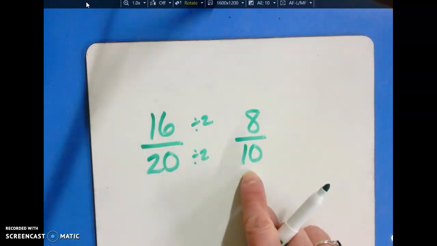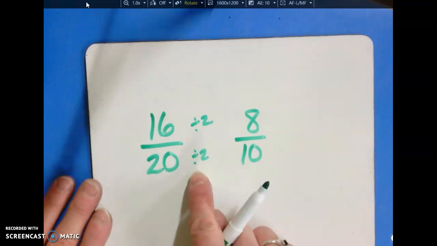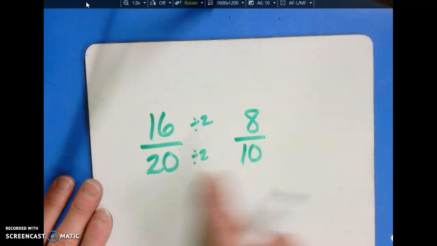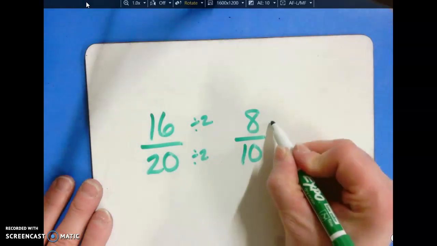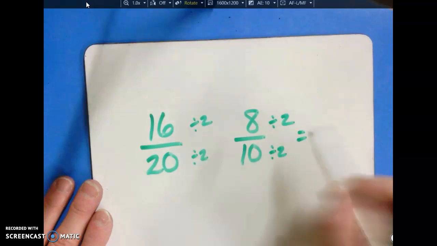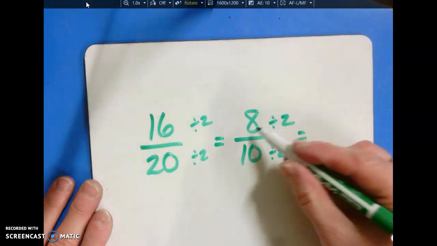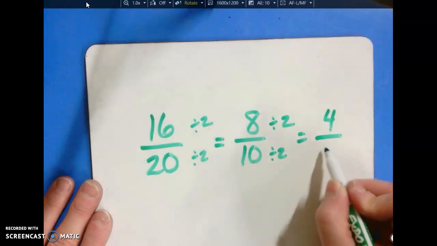Why? Because they're both even numbers yet. So we didn't find the biggest one right away. That's okay. That sometimes happens, but we can't stop until we're absolutely sure it's in simplest form. But let's see. They are both even numbers, so maybe we can divide by 2 again. 8 divided by 2 is 4. 10 divided by 2 is 5.